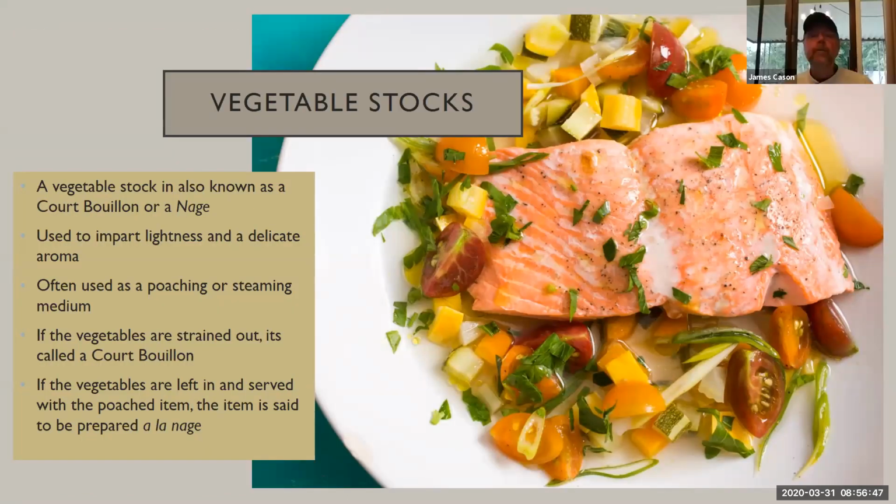If the vegetables are strained out, it's a court bouillon. If it's served like you see in this picture, that is poached salmon à la nage. So we're serving the salmon with some of the poaching liquid and the vegetables that are in that poaching liquid. So that is when it becomes nage, N-A-G-E. Strain out the vegetables, it's a court bouillon; serve it on the plate with the vegetables, now it's a nage.